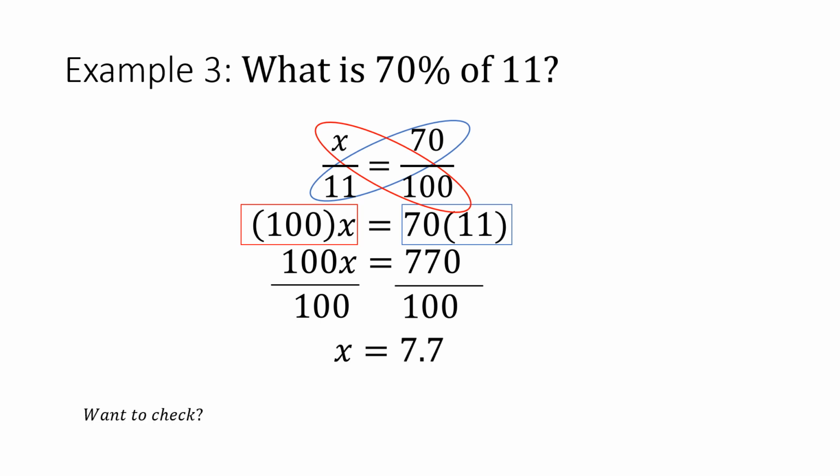And if we want to check, we would do 7.7 divided by 11. That's going to equal 0.7. Then we're going to times that by 100, and that will equal 70%. So that tells us that we did that correct.